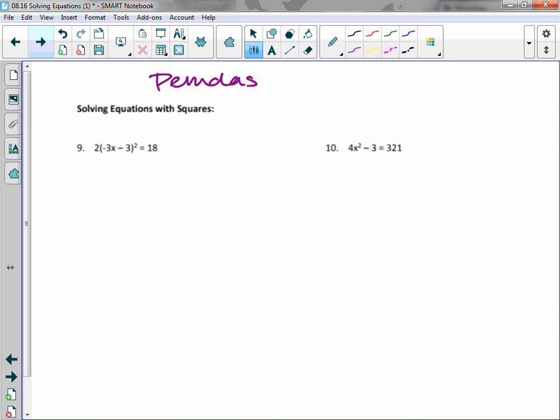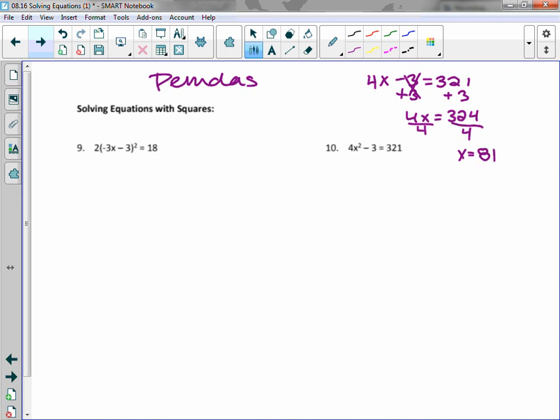So if we look at number 10, let's change it a little bit. If I said 4x minus 3 equals 324. Does that look okay to y'all? What would you do? Add 3. Divide by 4. Okay. So you would get 324, and you would divide it by 4, which gives you 81, right?